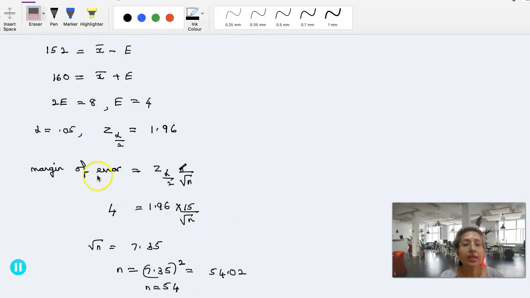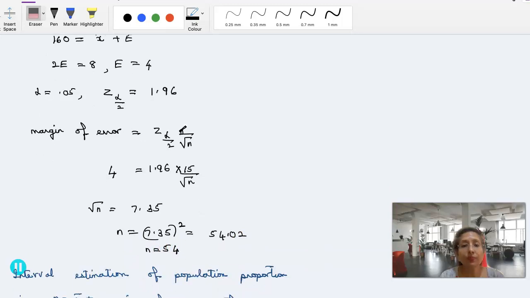15 by root n. So when we simplify, we get root n is 7.35. So n is 7.35 squared, that is 54.02. So n is approximately 54.